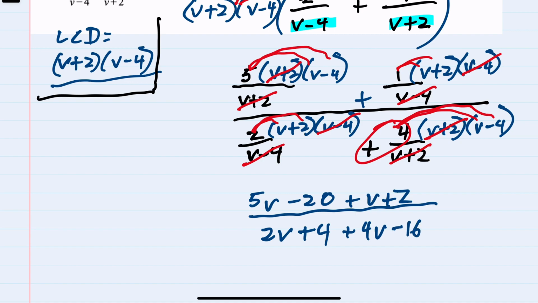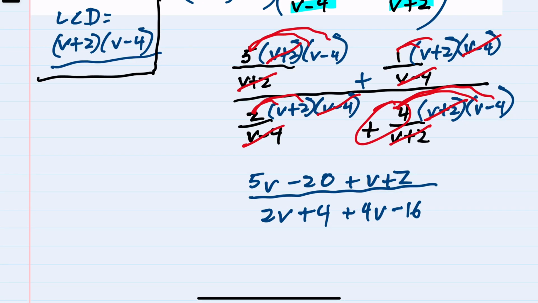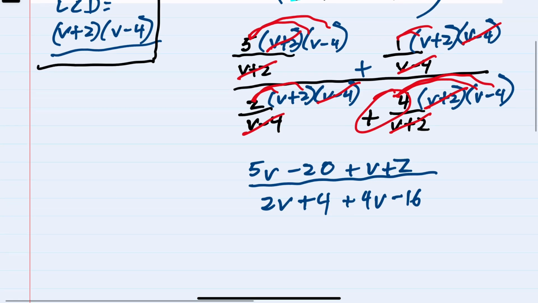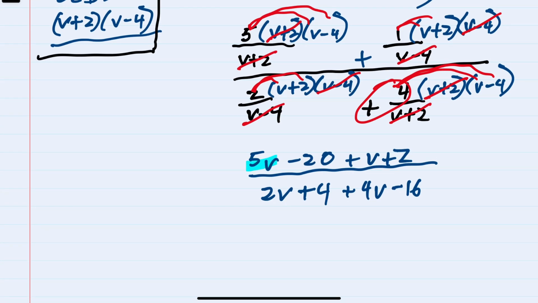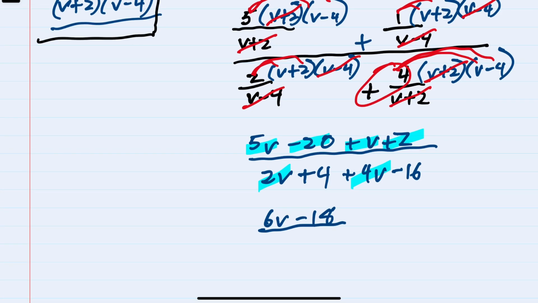So much simpler after all of that canceling and distributing, but we still have some terms that we can combine in the numerator. So 5v plus a 1v is a 6v. And minus 20 plus 2, a minus 18. In the denominator, combining like terms, there's a 2v and a 4v, which again add to 6v, and a plus 4 minus 16 that we can combine to be a minus 12.